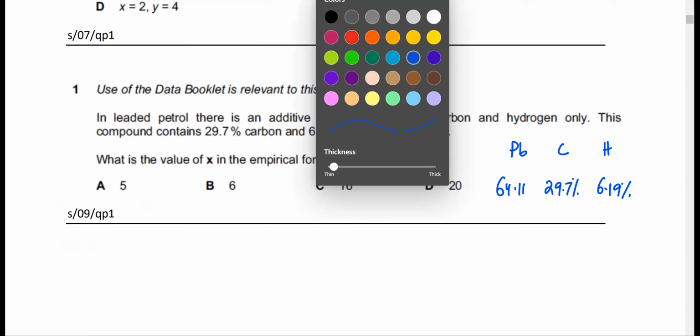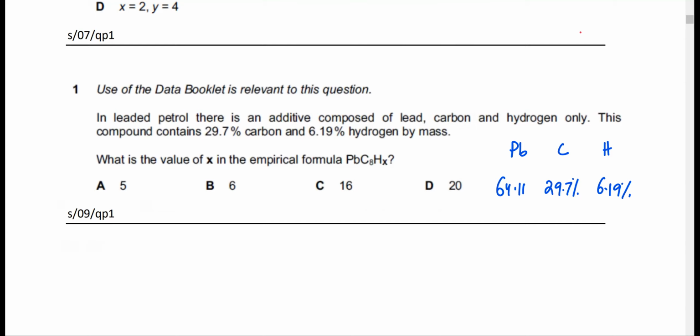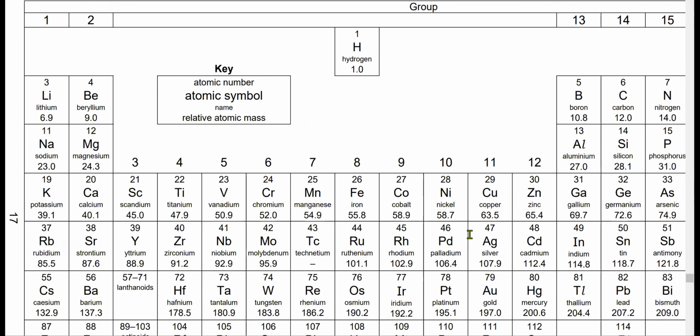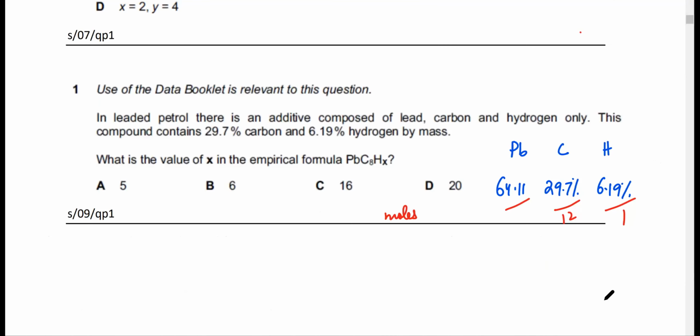The next thing is, empirical formulas always have two steps. Step number one is you find the moles. Moles would be mass divided by Ar. So this is going to be divided by 1, this is going to be divided by 12, and this is going to be divided by whatever lead is. So let me just find out what lead is. Something around 207. You have to be very accurate. Where's lead? Lead is in group 4. So it's 207.2. And we can also confirm the other ones. The other ones are whole numbers. Carbon is 12. This is 207.2.